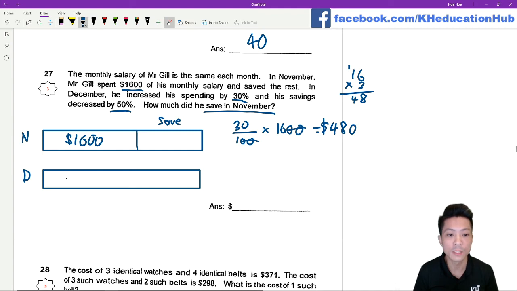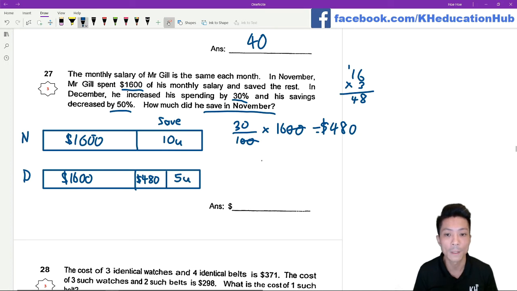Okay, which means that it increased by another $480, and his savings decreased by 50%, which means that if we let this be 10 units, his savings in November will be 5 units.